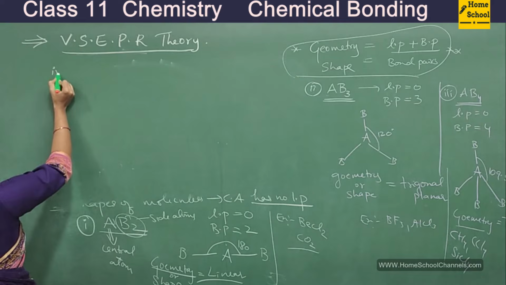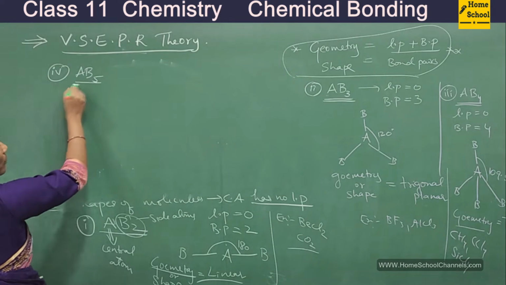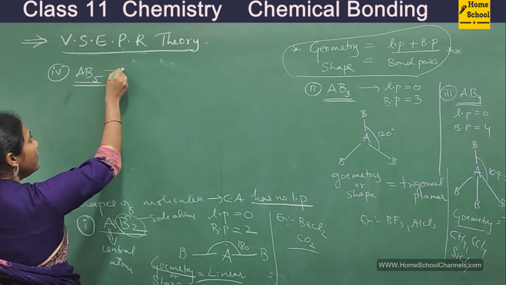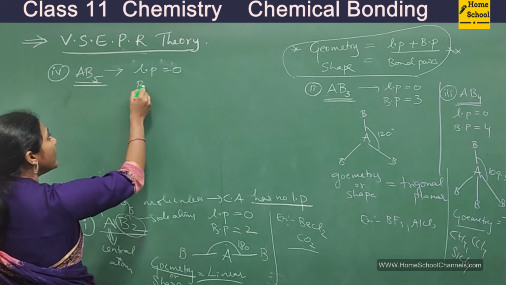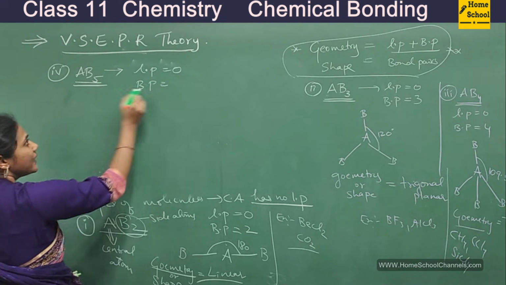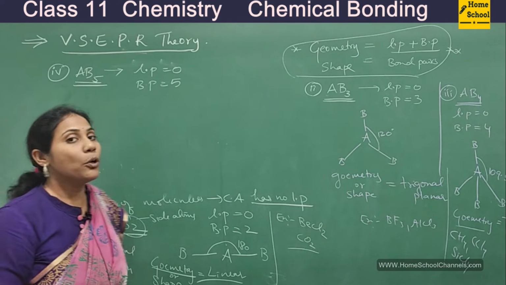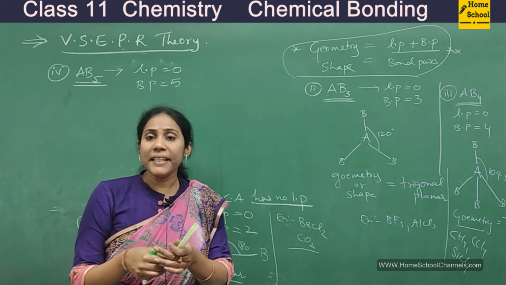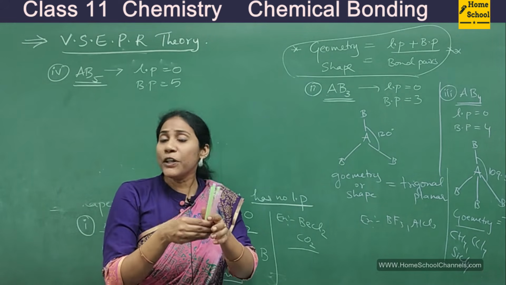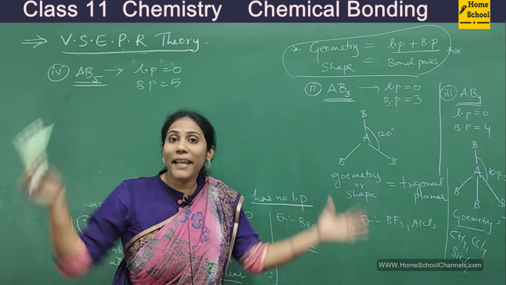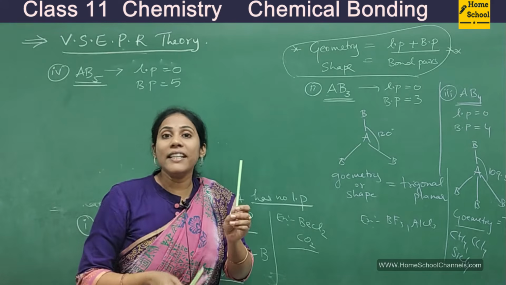See, our next type is AB5 type of molecule. So in AB5 type of molecule, lone pairs, let it be 0, and how many bond pairs? 5 side atoms. So number of bonds have to be 5, isn't it? So 5 bond pairs are there. So if the central atom has to hold 5 bonds around it, how will it hold those 5 bonds in a space so that there should be a maximum distance between each other?